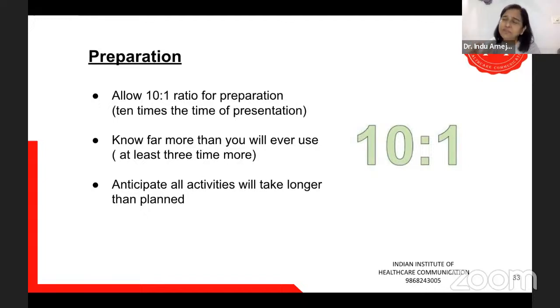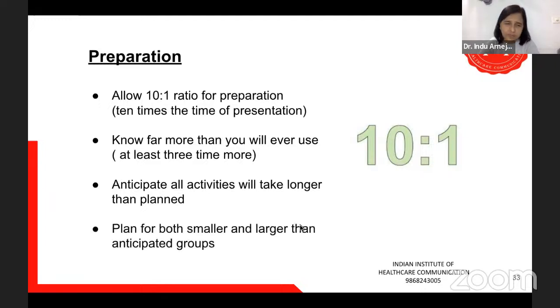Role plays, we think 15 minutes, no role play can be done in less than half an hour. Because when the discussion starts, you start enjoying the discussion and you forget about the time, and then you realize, oh, it's already 30 minutes. So all activities take much longer than what you think it will be.